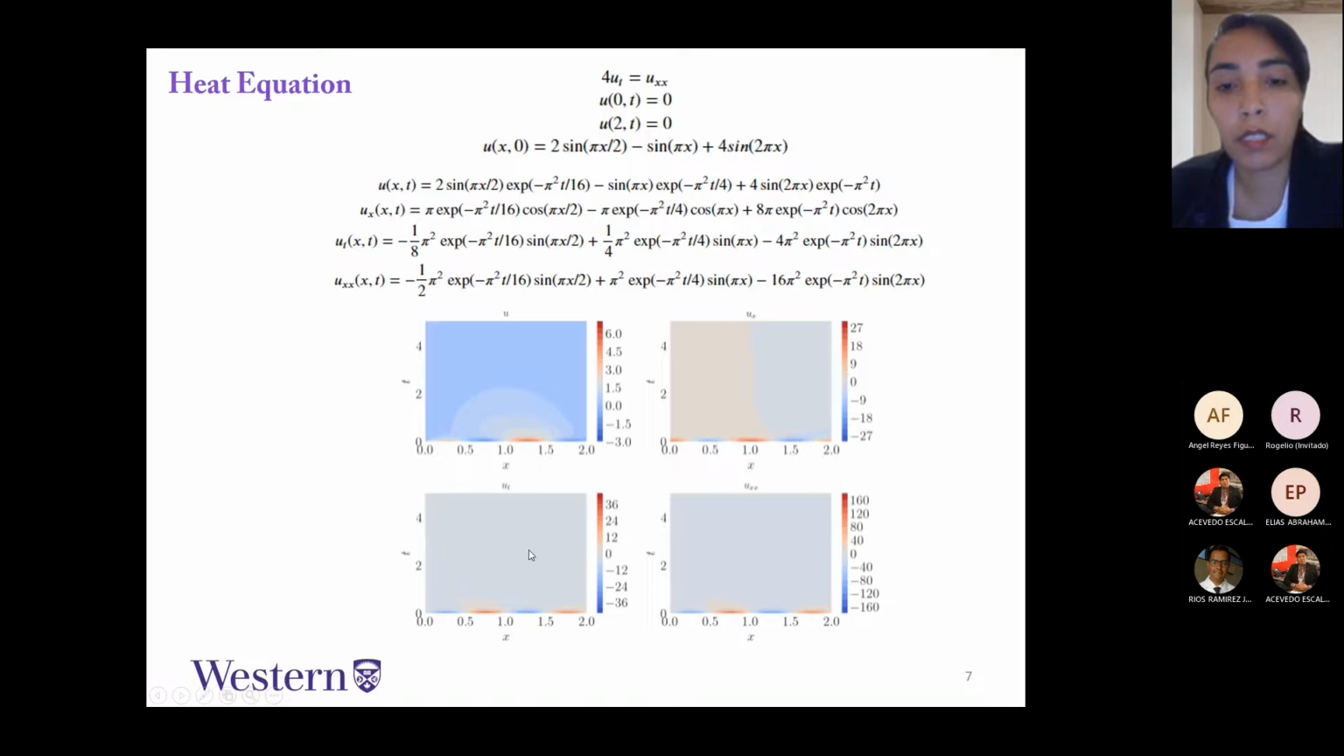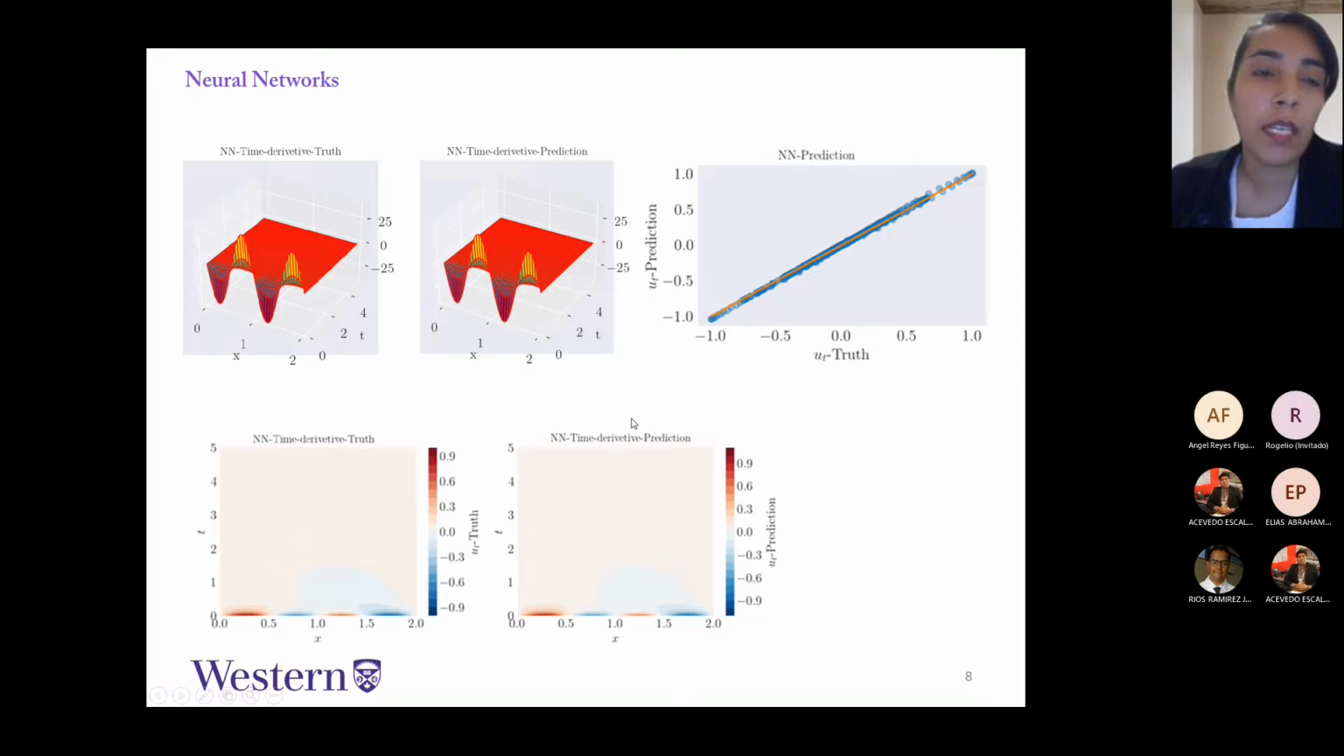This figure shows the solution of this equation: the first space derivative, the second derivative, and the time derivative of this equation. The purpose of this prediction is finding a relation between this time derivative and the other derivatives of this solution. This is the result of neural network prediction.